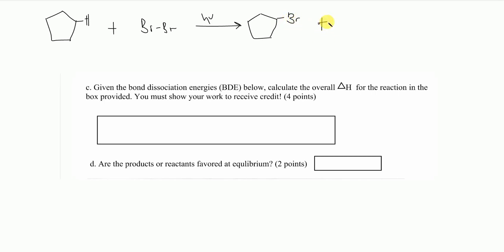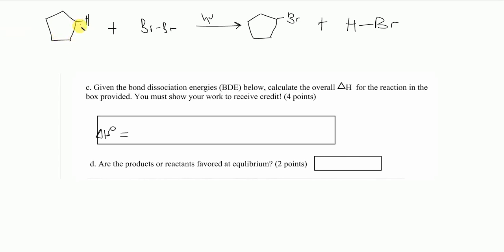Plus HBr, okay? So I'm actually going to draw this out more. All right, so this is all I need. So what I do is delta H naught equals, so first I need to find the values, right?